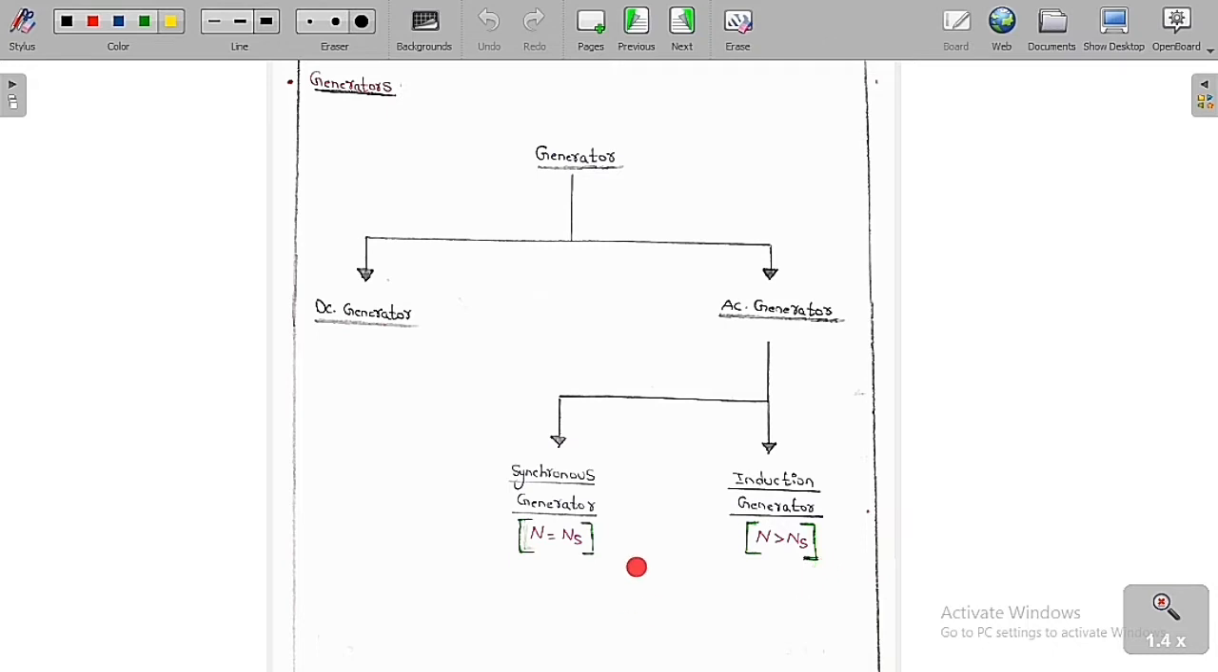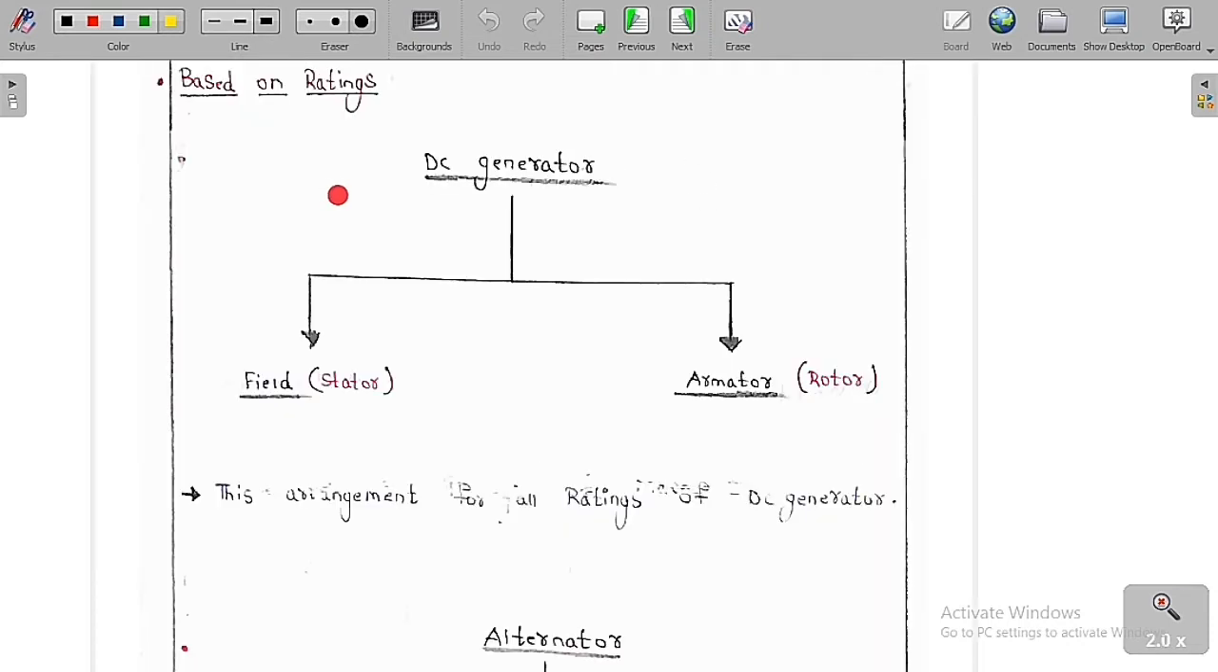But in almost all applications, we prefer to use the synchronous generator rather than the induction generator because of so many advantages of the synchronous generator compared to the induction generator. That is why in most applications, you can see clearly, they use the synchronous generator rather than the induction generator. Now, one more important concept is based on the ratings.